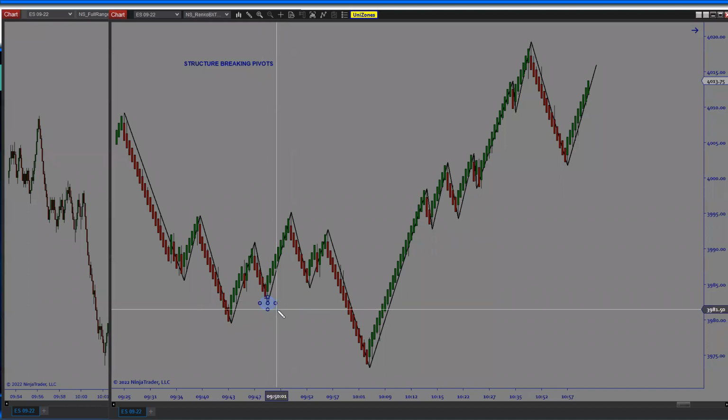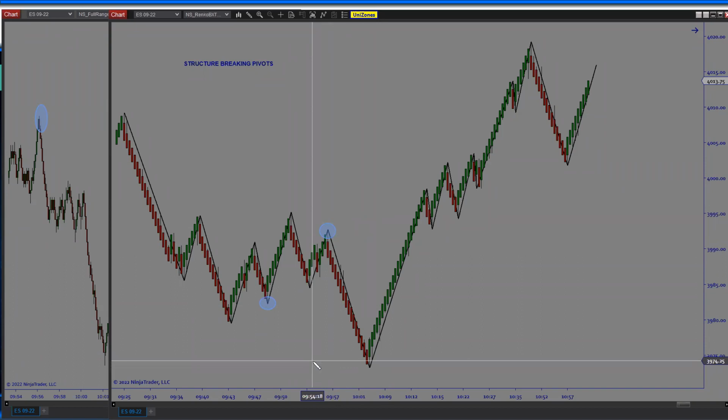All right, so we're going to find our higher high. The pivot before is a structure breaking pivot. We have a lower or higher low, lower high, lower low. So we go from the lower low to the previous pivot. There's our structure breaking pivot. This one did not break. This one did. Everybody see that okay?